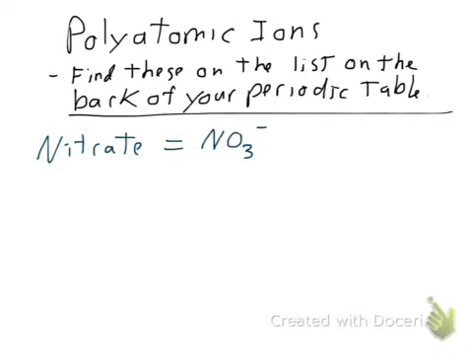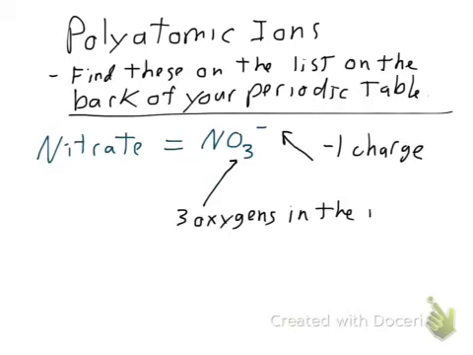So nitrate. If you were given the word nitrate, you look on the polyatomic ion list, you would find the word nitrate, and you'd see that that is NO3-. Well, what do these different things mean? That negative means it has a 1- charge. The 3 at the bottom has nothing to do with the charge. The 3 on the bottom is how many oxygens there are. 1 nitrogen, 3 oxygens. Overall, 1- charge.